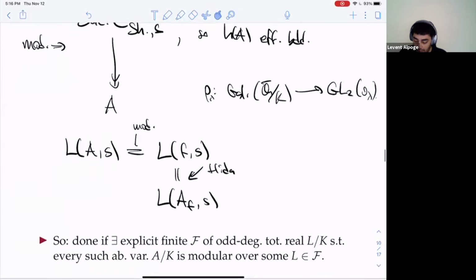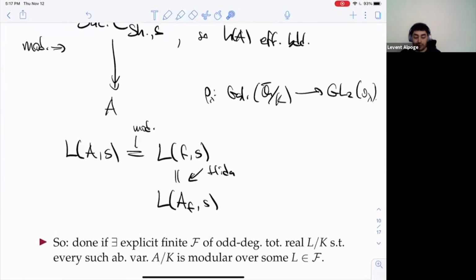So if we're going to use that, we need to understand exactly what this argument gives. The argument gives a height bound if we can produce an explicit finite set of extensions over which any abelian variety we're interested in is modular over one of those extensions. So if we can produce ahead of time, given these parameters O, K, and S, and I'm trying to look for abelian varieties that are good outside S, etc., we need to produce ahead of time an explicit finite set of extensions such that any abelian variety we are interested in is modular over one of those extensions.